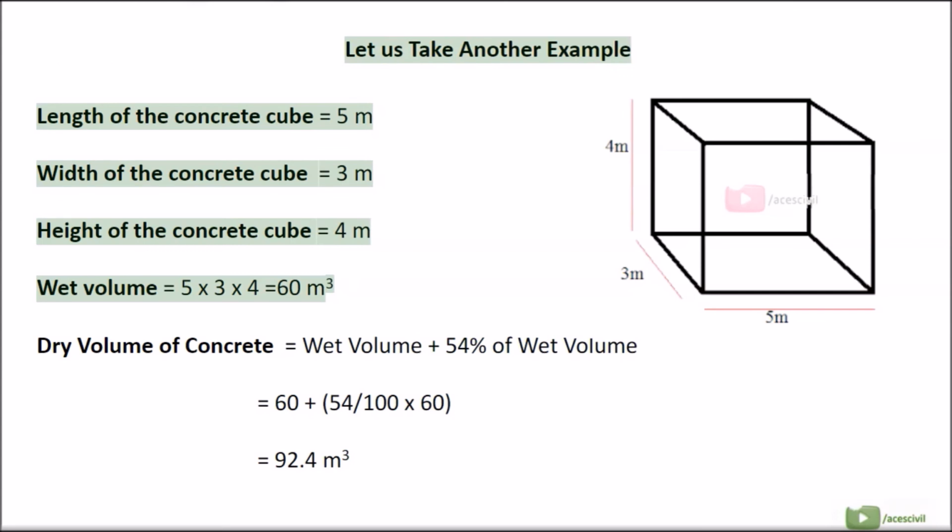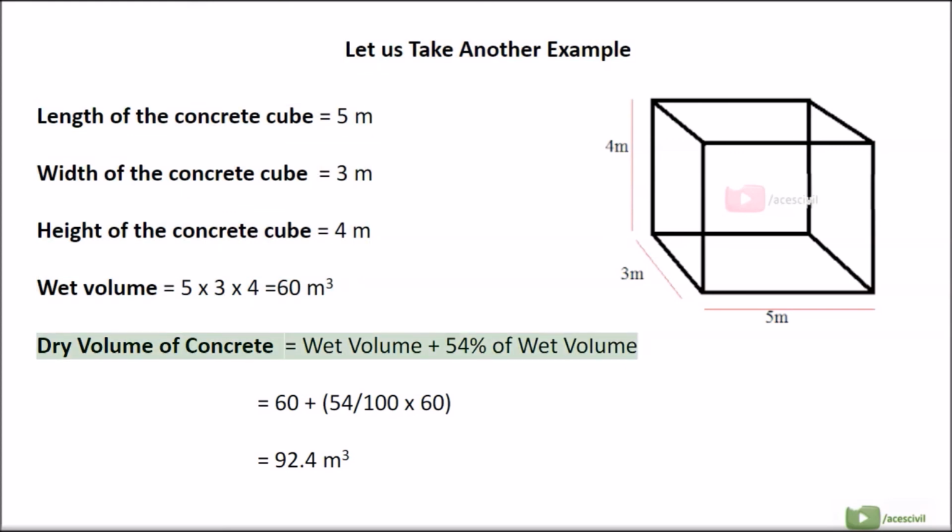Let us take another example. Length of the concrete cube equals 5 m, width equals 3 m, height equals 4 m. Wet volume equals 5x3x4 equals 60 m3. Dry volume of concrete equals wet volume plus 54% of wet volume, equals 60 plus 54/100 x 60, equals 92.4 cubic meters.